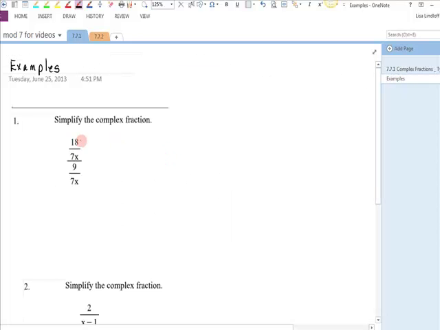Number 1, you see that it is a single fraction, 18 over 7x, over a single fraction, 9 over 7x. So I wish that this were a little bolder to be the fraction line that separates the top from the bottom of the complex fraction. All right, we know that that means divide. So this changes to 18 over 7x divided by 9 over 7x. Division problems: keep the first fraction, change the operation to multiplication, and invert or flip the second fraction.